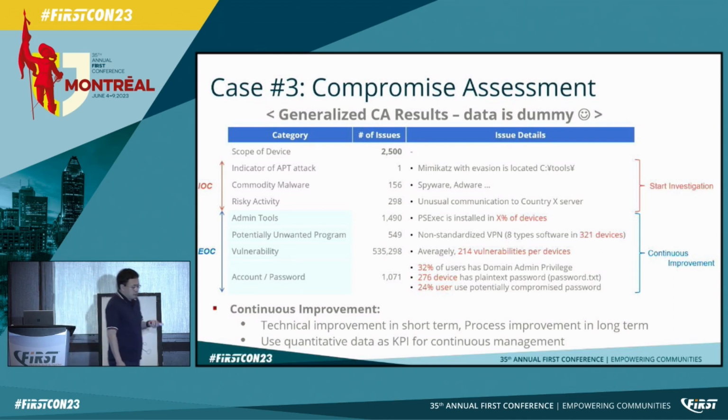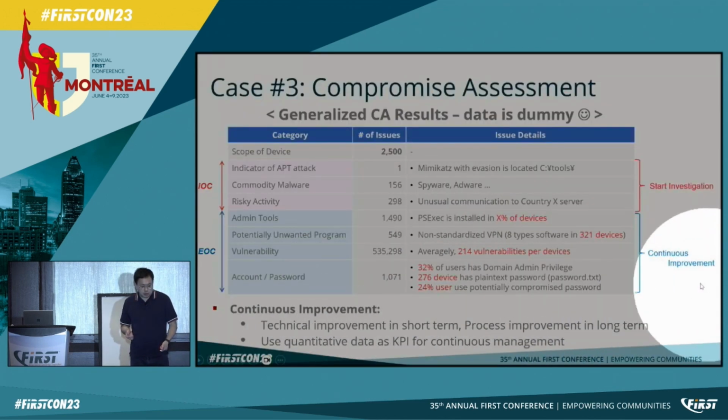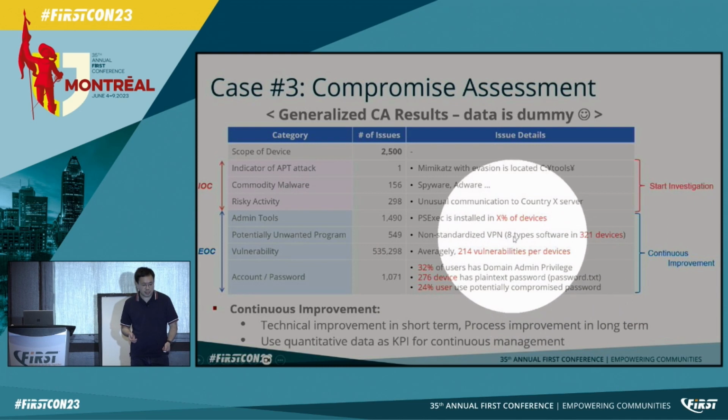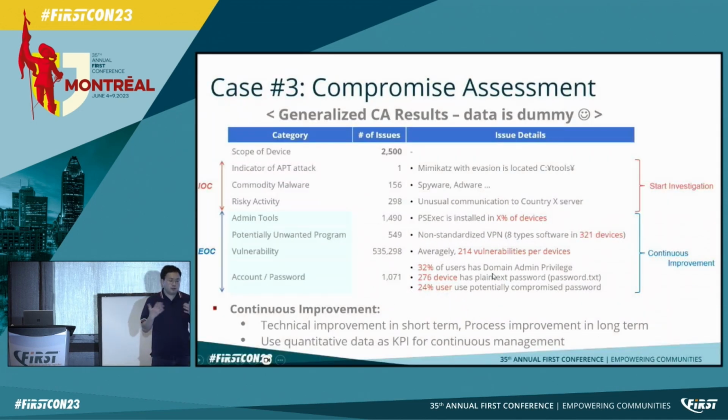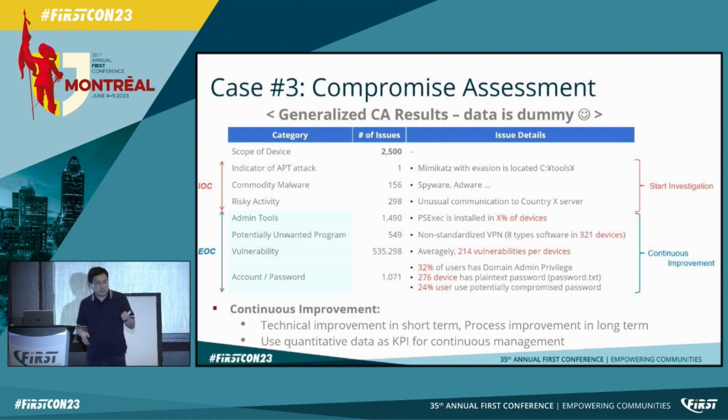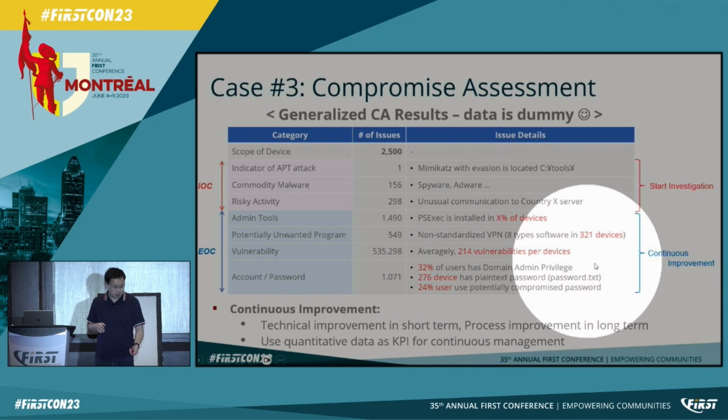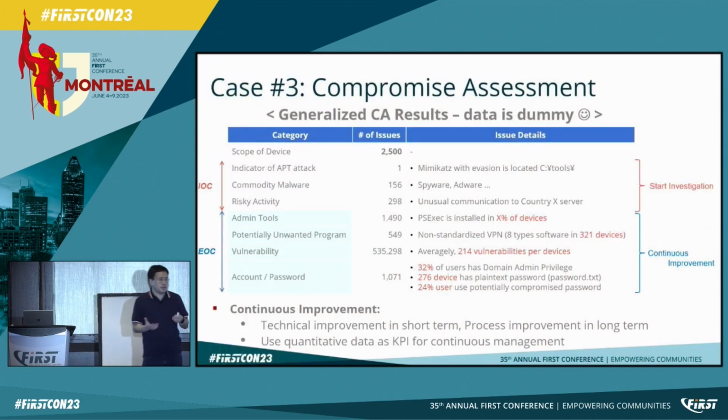But on the contrary, it also reviews the enablers of compromise, for example, admin tool usage or potentially unwanted programs. For example, here is a non-standardized VPN. A type of VPN software exists on 3,021 devices, for example. Or maybe we review the vulnerability existence. If there are 500,000 vulnerabilities overall, this helps us understand the situation of vulnerability management. If there are 500,000 vulnerabilities and the number of devices is 2,500, averagely that means 214 vulnerabilities per device. This is one good indicator to understand the security posture.